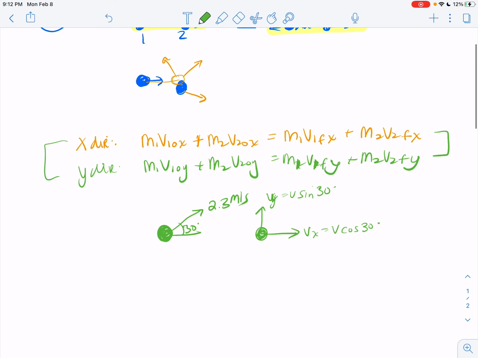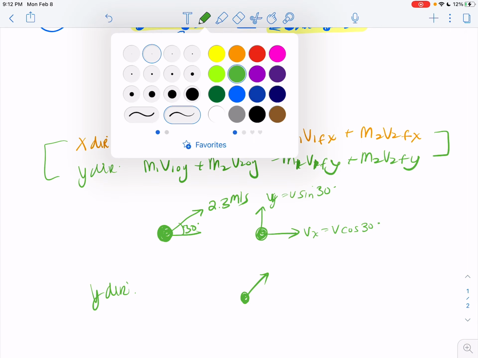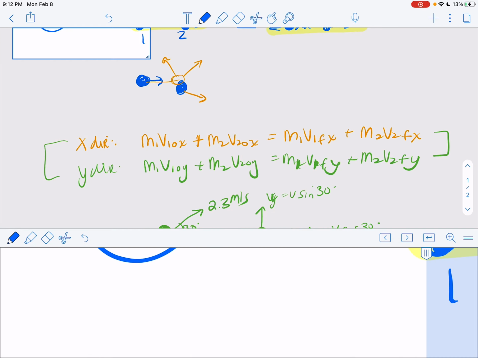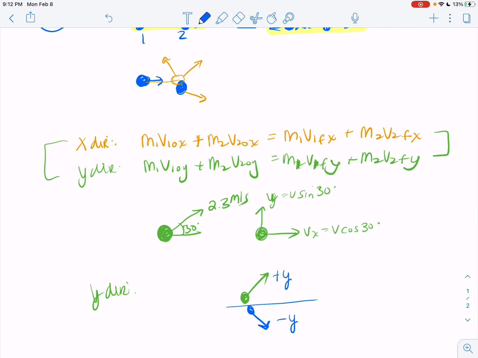You just need to be careful, especially in the y direction or in the x. If one goes this way and the other one goes this way, you need to be careful that this is going to have a positive and this is going to have a negative. Just like with the x direction, where you have to be very careful with your positive and negative, you also need to be careful in the y. If you plug in negative 30 degrees, it'll come out negative in your calculator, but again, I prefer to just think about what's happening more easily.